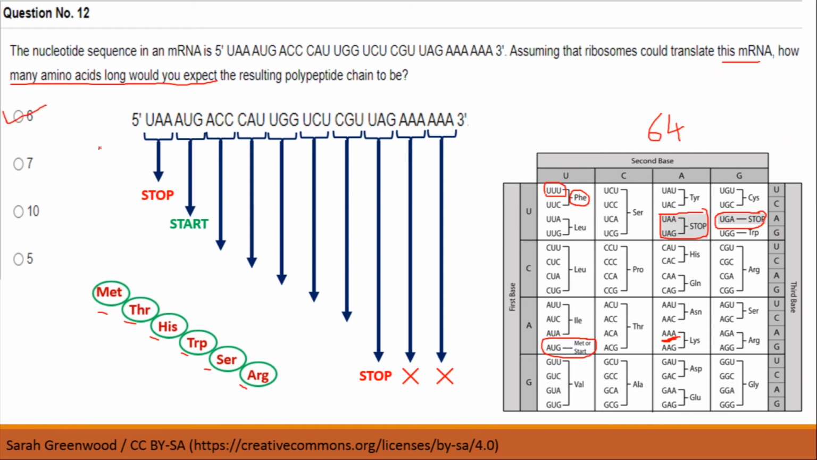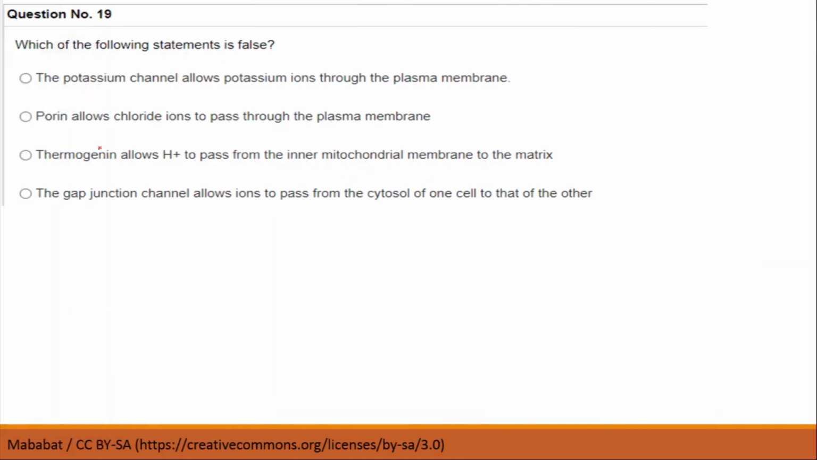Easy to solve, right? Let's move on to the next question. Question number 19. Which of the following statements is false? Now this question is basically about certain channels which are present on the membrane which allow the transport of molecules in and out of the cell. Here we have mentioned the potassium channel, the porins, the thermogenin as well as gap junction.